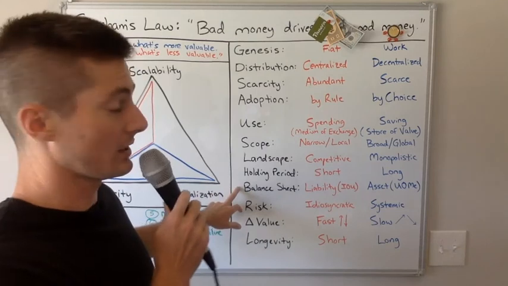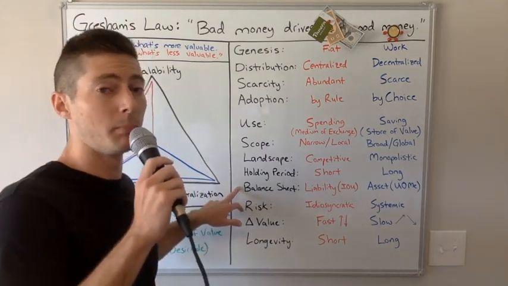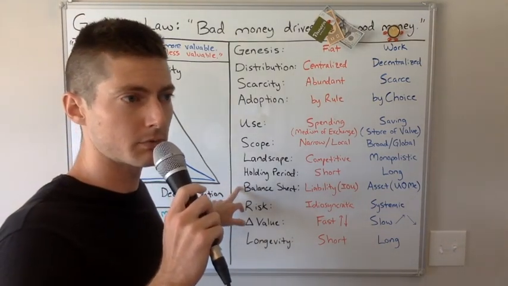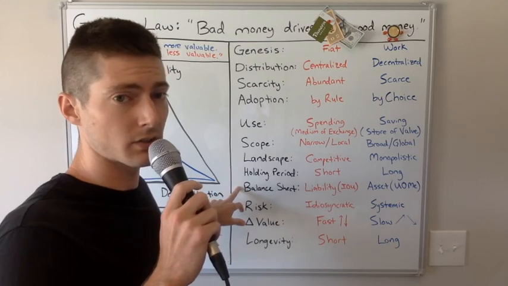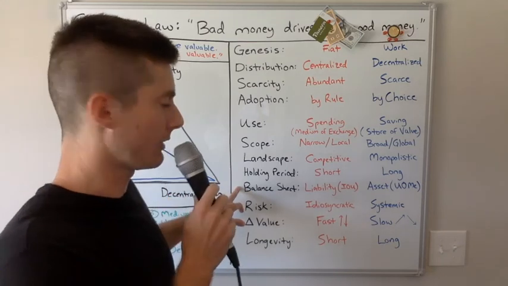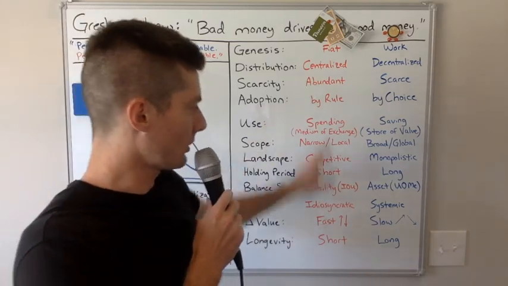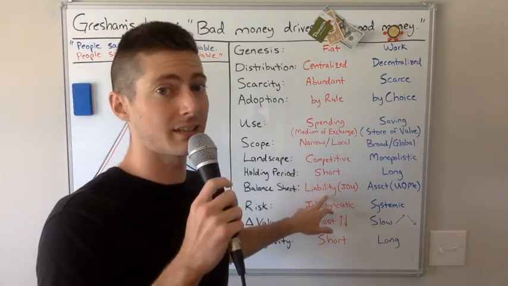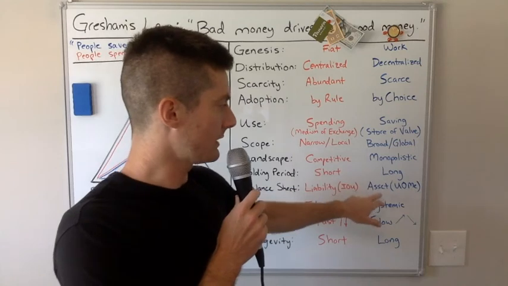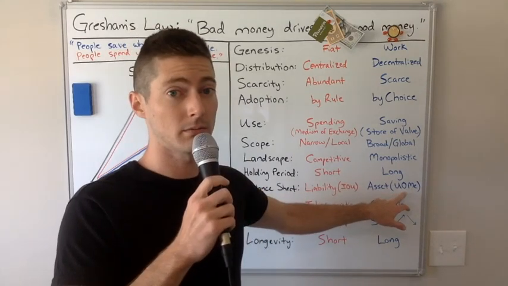Okay, balance sheet. This one is a mind blow. If you have never thought of this before, you really got to start thinking about it, because it will shift your thinking on everything. Where do these things fall on the balance sheet? A currency is a liability. It's an IOU. Money is an asset. It's a you owe me.